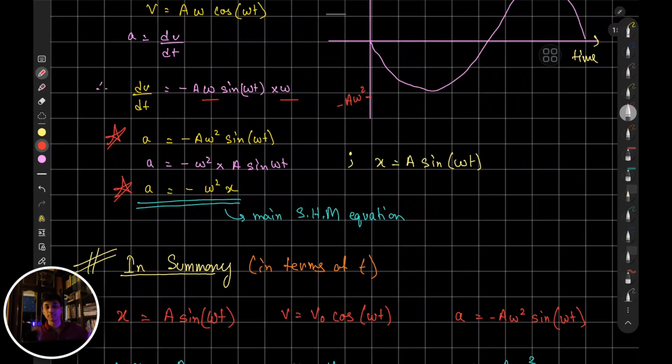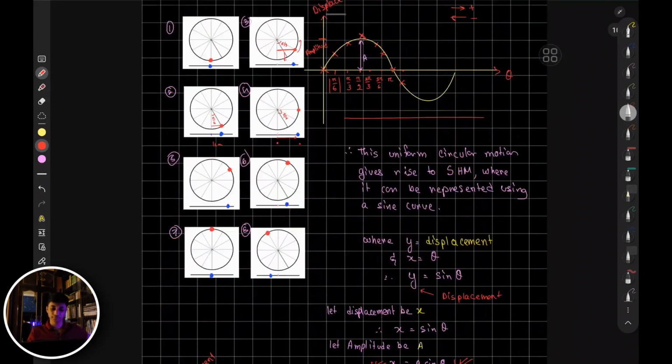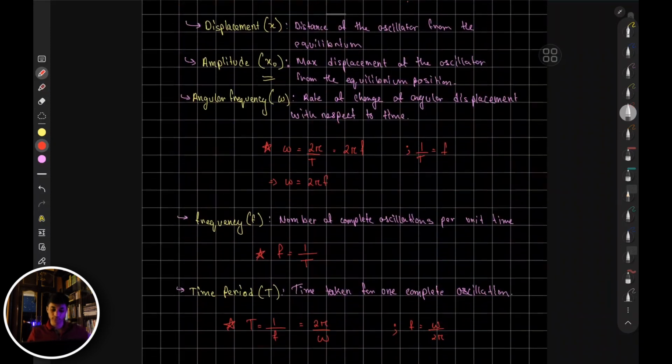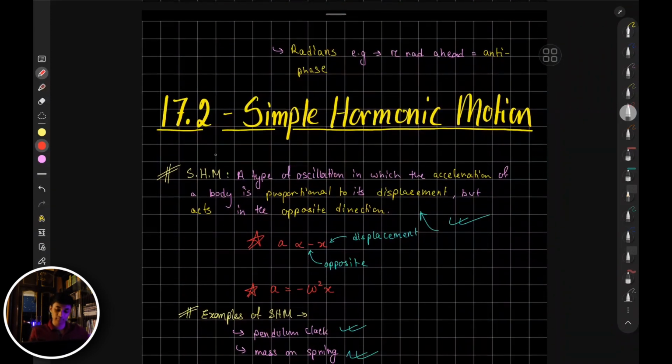This is the main, most important simple harmonic motion equation. That equation, this very equation of acceleration, is the formula based on which the definition is written. This equation is based on this equation. Sorry, this definition is based on this equation.